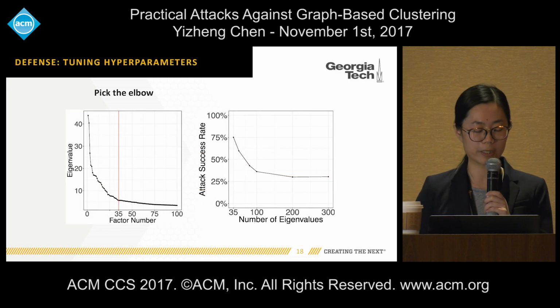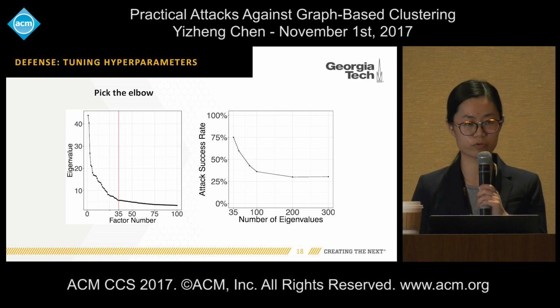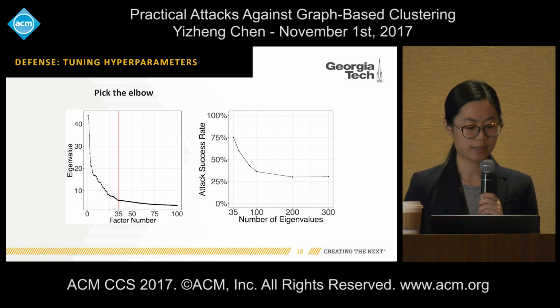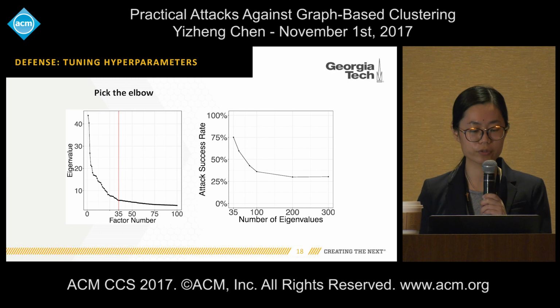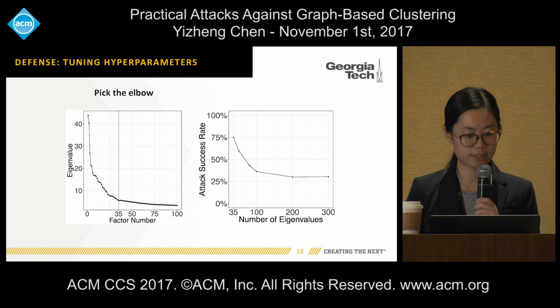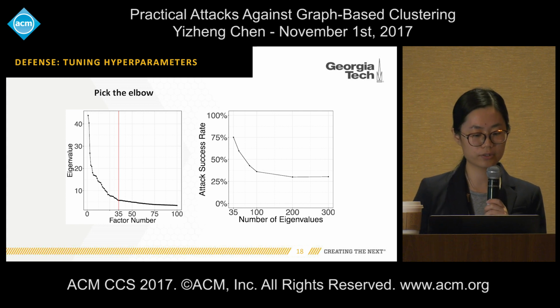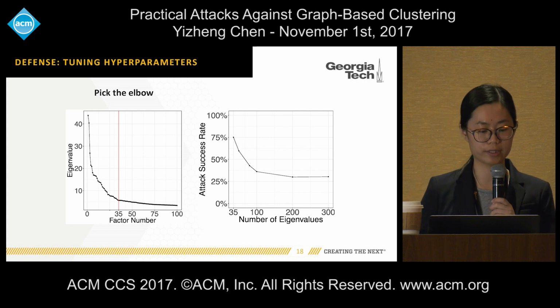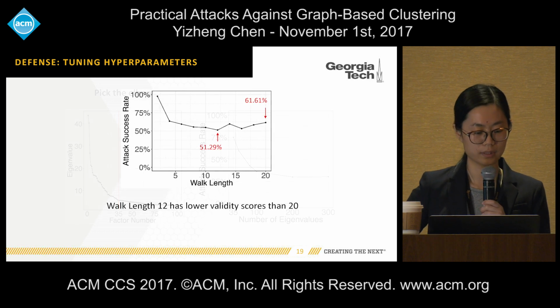Now, how did we choose the spectral clustering parameter to begin with? In textbooks, we are told to pick the elbow point of the scree plot of eigenvalues, and that gives us 35. However, if we do another scree plot of small community attack success rate, the elbow point changes. Now it becomes 100 or 200. So these reduce the small community attack success rate in comparison with the traditional way of choosing the hyperparameter.